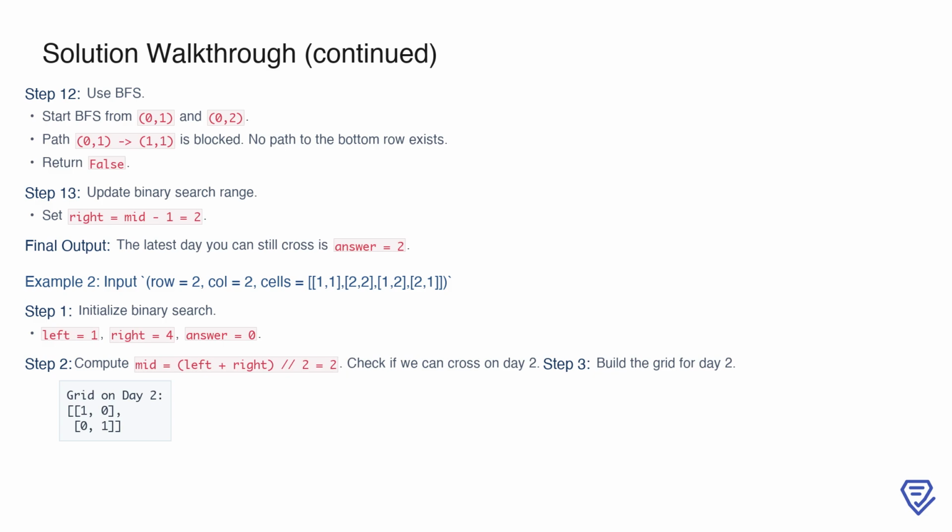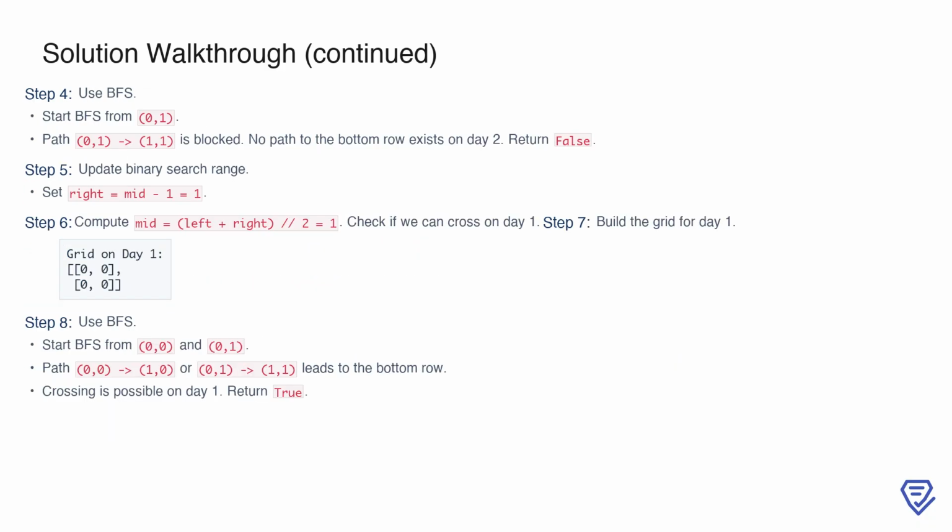With this result, we reduce the binary search range further by setting right to mid - 1, making it 2. At this point, the binary search concludes, as left exceeds right. The latest day on which crossing is still possible is stored in answer, which is 2.